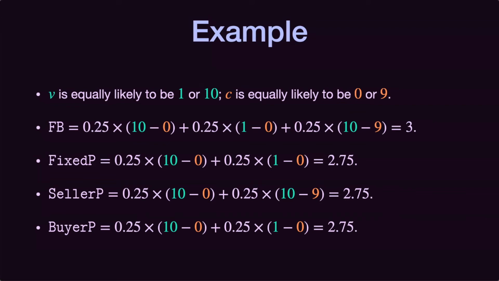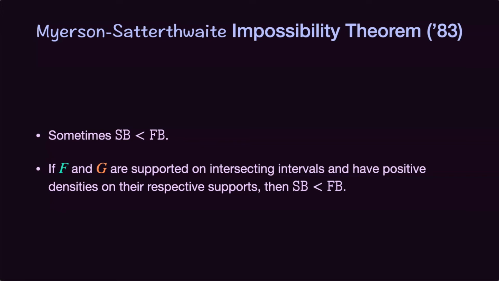And for buyer's pricing mechanism, when Bob's value is 10, his optimal buying price is 0. And when his value is 1, his optimal buying price is also 0. We can see in this example that the first best is strictly larger than the gains from trade of all these three mechanisms. And that is actually a general phenomenon.